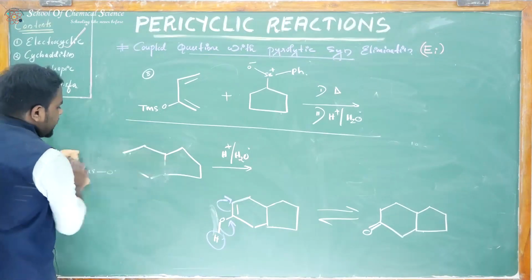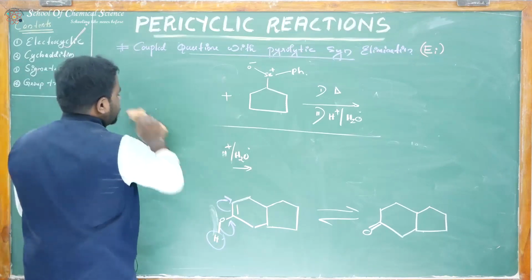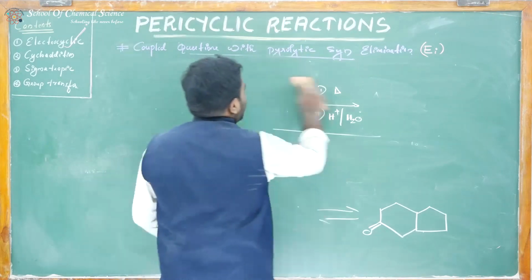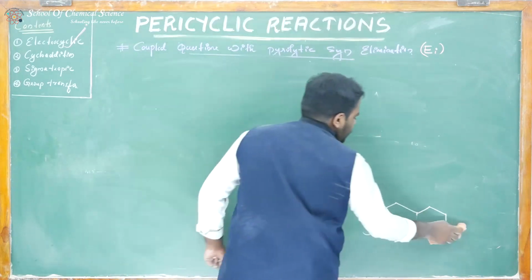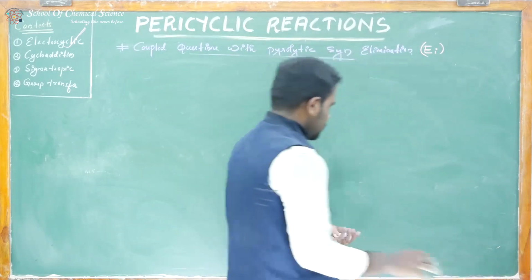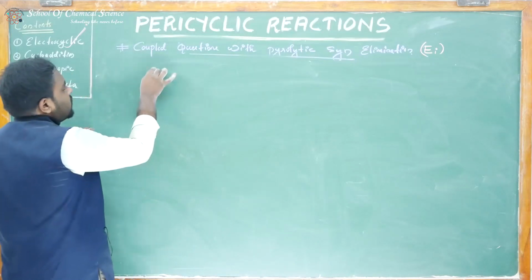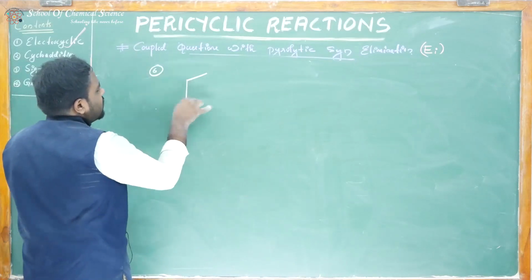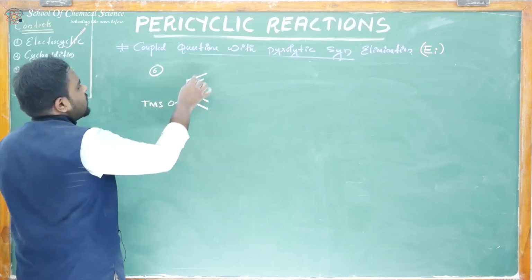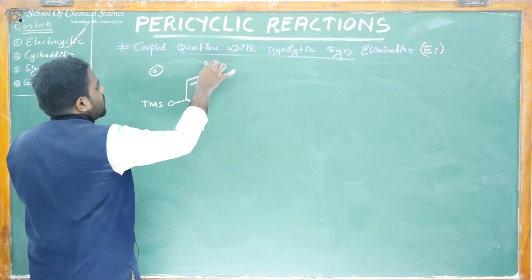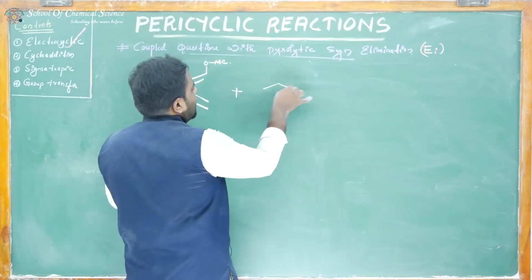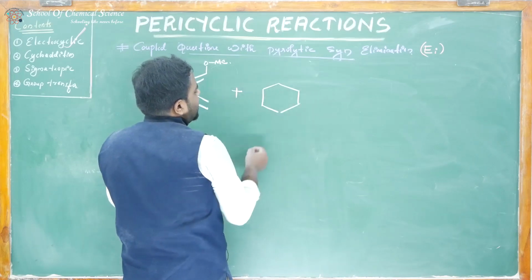Okay, then the 6th question. Question number 6. A diene is given. This is the diene, OTMS and this is OMe. OMe plus a dienophile is not directly given in the question.